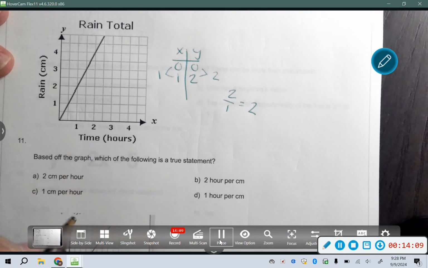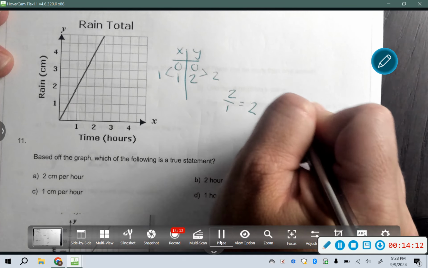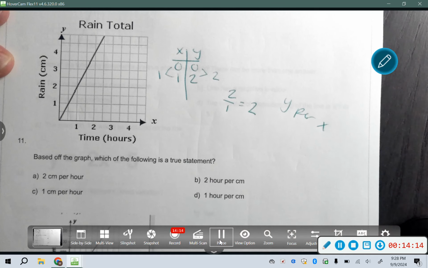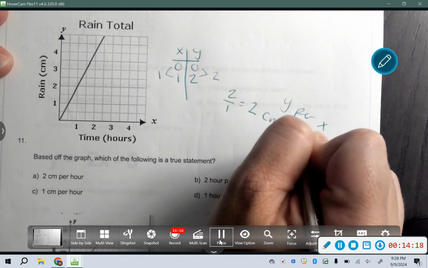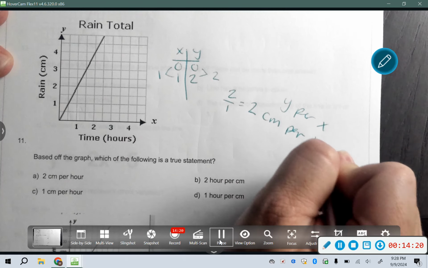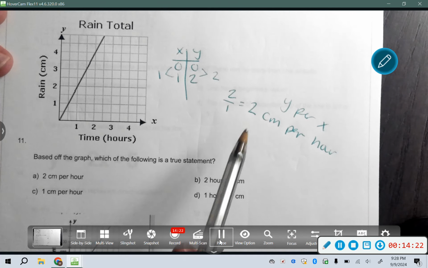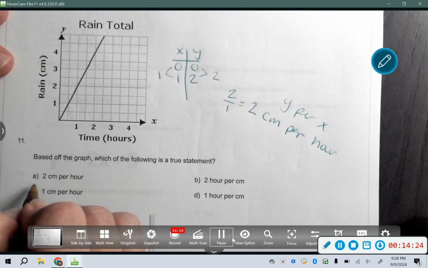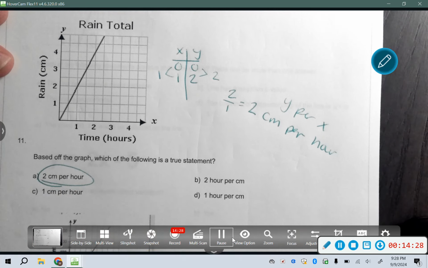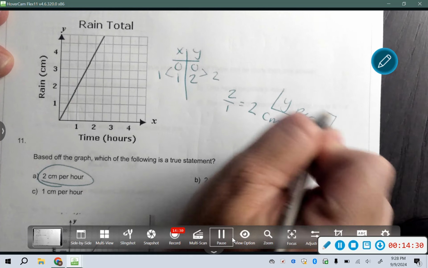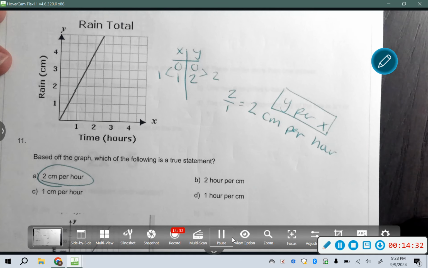And it's 2. I want you to remember it's y per x. So my y is centimeters, so 2 centimeters per hour. So 2 centimeters per hour is my answer. This is the key thing to remember, y per x.